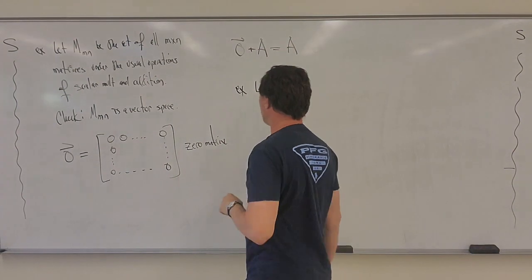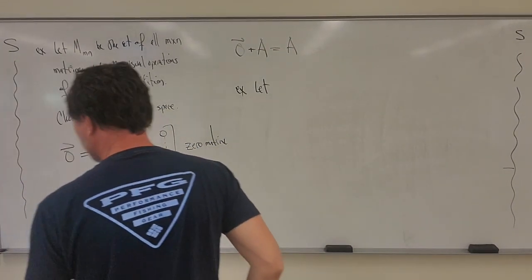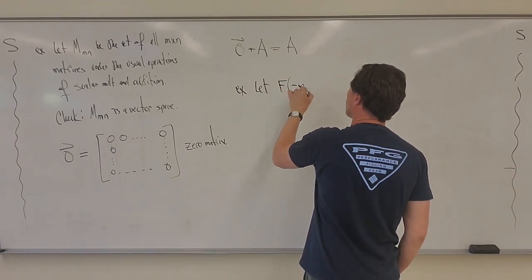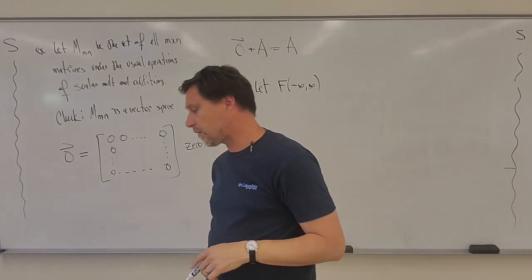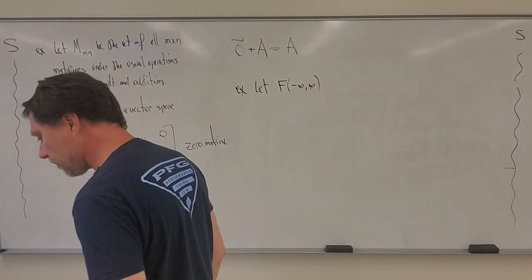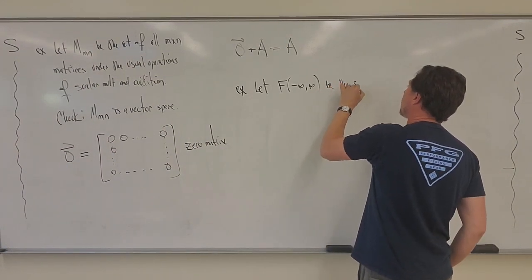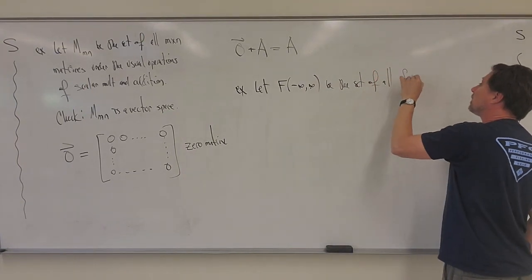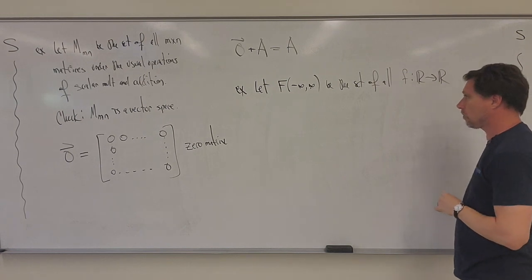And I'm going to try to follow the book's notation here. So this is F of minus infinity to infinity. This is the set of all functions. So let this be the set of all functions little f from R to R.